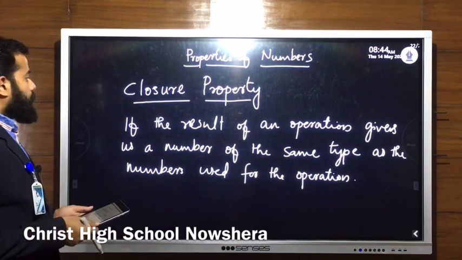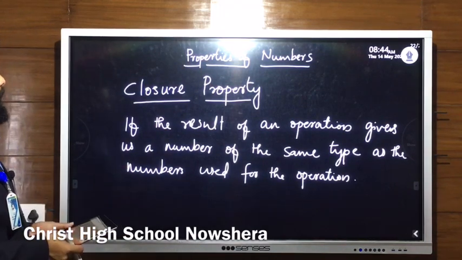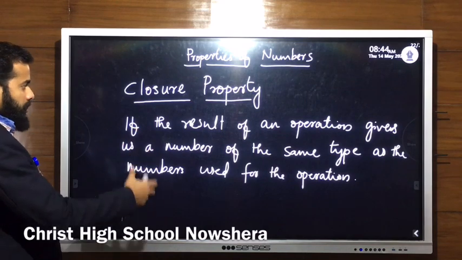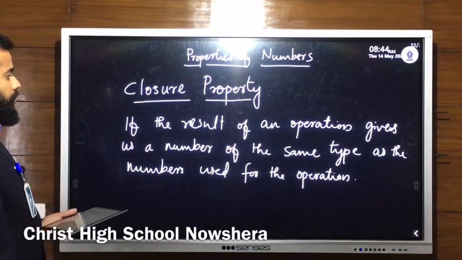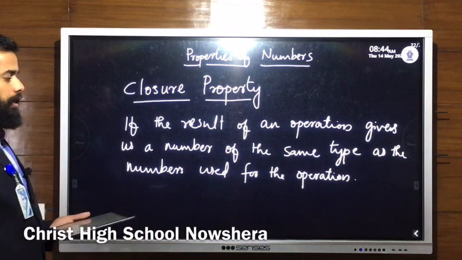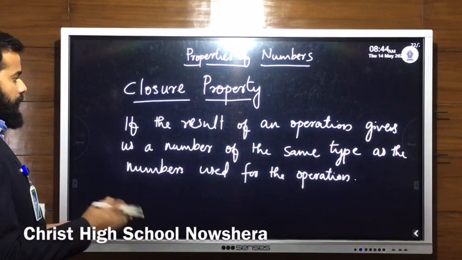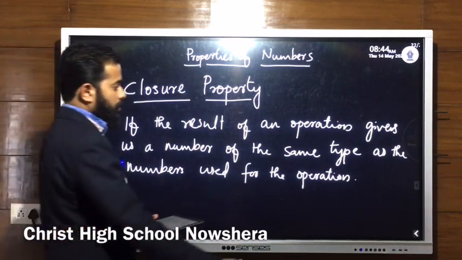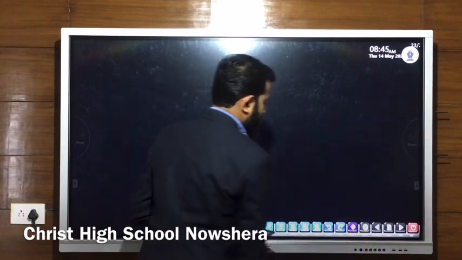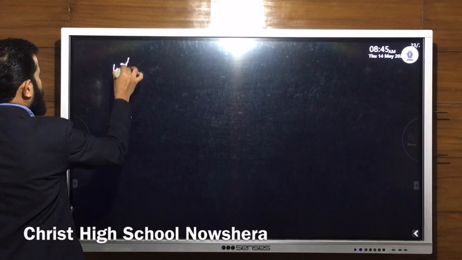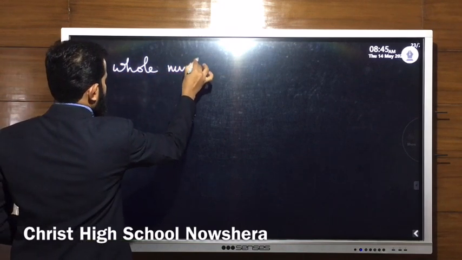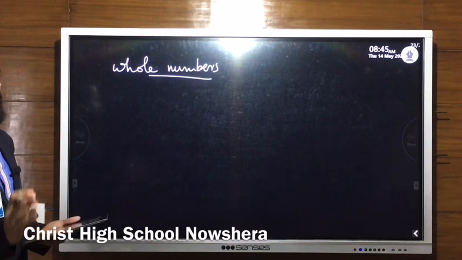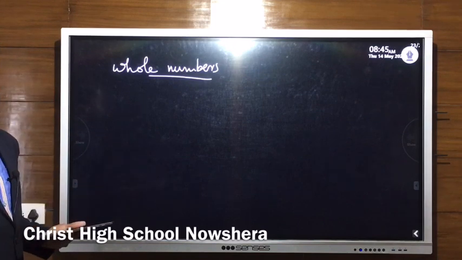If the result of an operation gives us a number of the same type as the numbers used for the operation, if that particular set of numbers follows this property, we say that, if it is whole numbers, whole numbers are closed under addition. So like that, for different operations we can check. In the case of whole numbers, we are going to check whether these whole numbers are closed under the different types of operation.